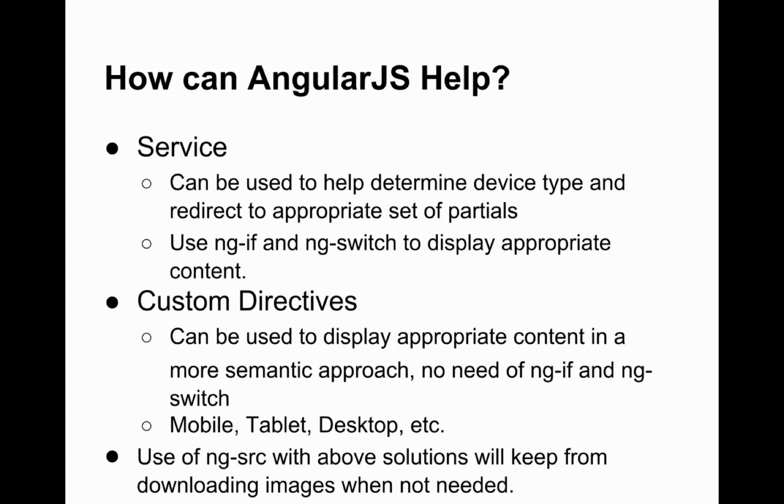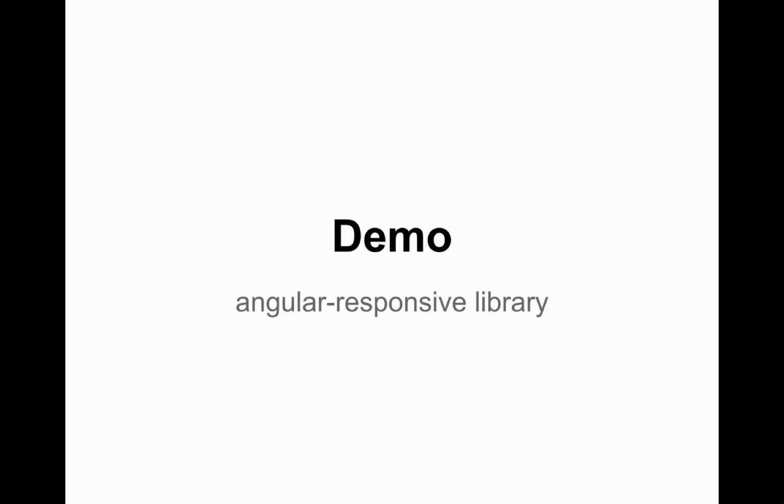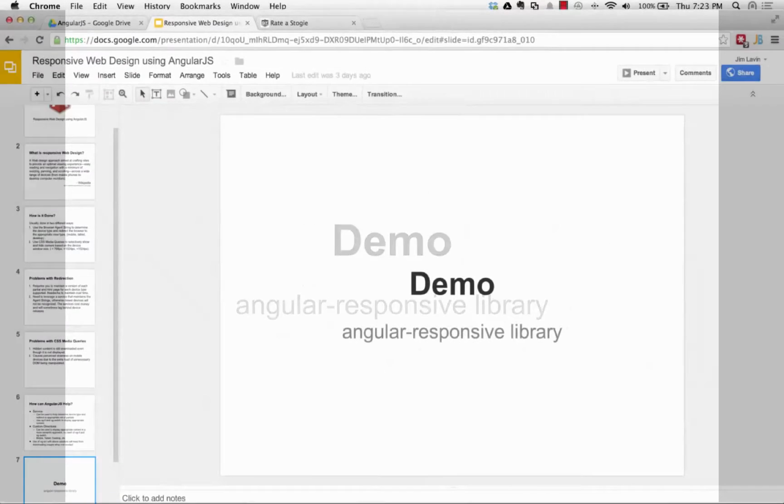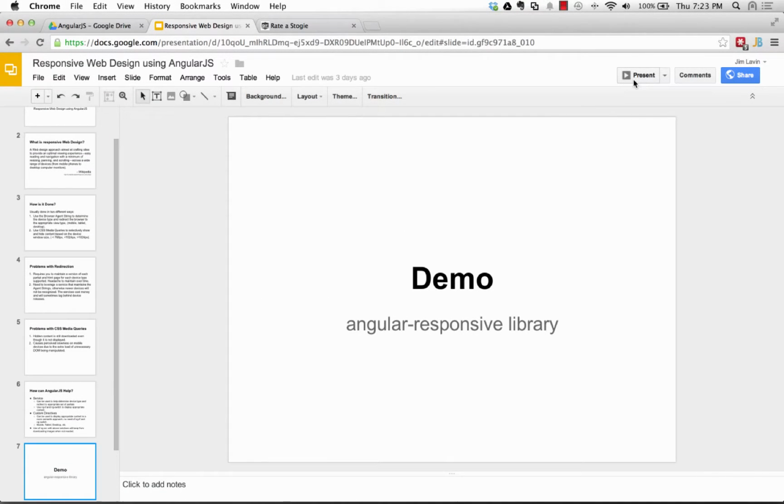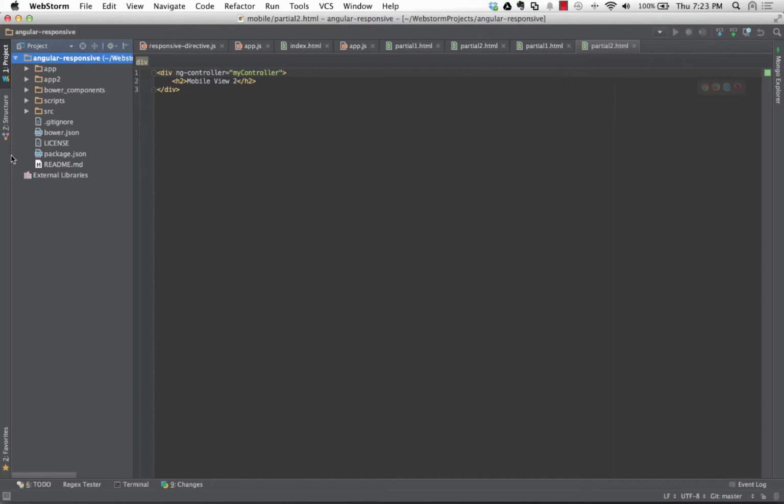So I'm going to go through two different versions. The first one is the redirect by using a service, and we're going to feed that into our route configuration. At the time we set up our routing, we're going to determine, are we a mobile device or a tablet? And then we'll redirect everything appropriately. So let me switch over here to WebStorm.